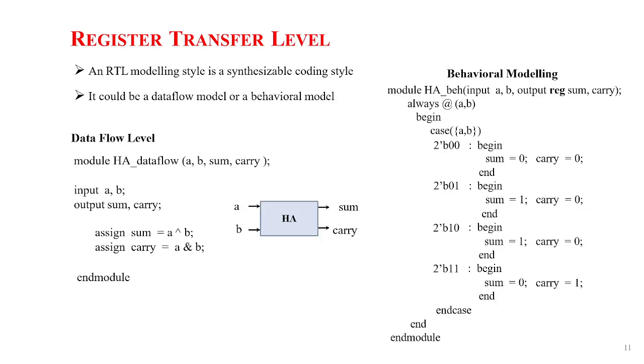And register transfer level means we need to write the program for, say, a simple half adder. We can write it using data flow modeling, that is by using expressions, and behavioral modeling, that is by using case statements, if else statements, or while statements.